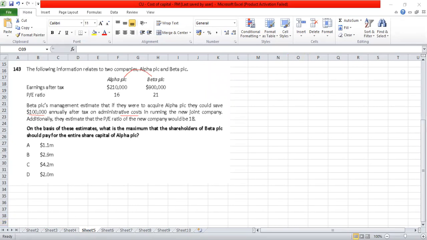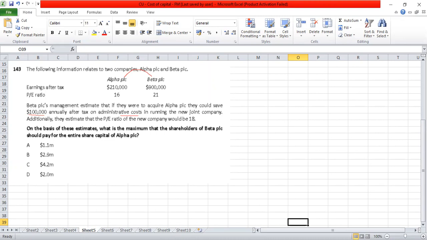What do you think would be the right thing? Ma'am, if we get the value of the entire Alpha plus Beta and we subtract the value of Beta, then we'll get the value of Alpha. Okay. Because it would become a consolidated joint venture, so it would be a total one.